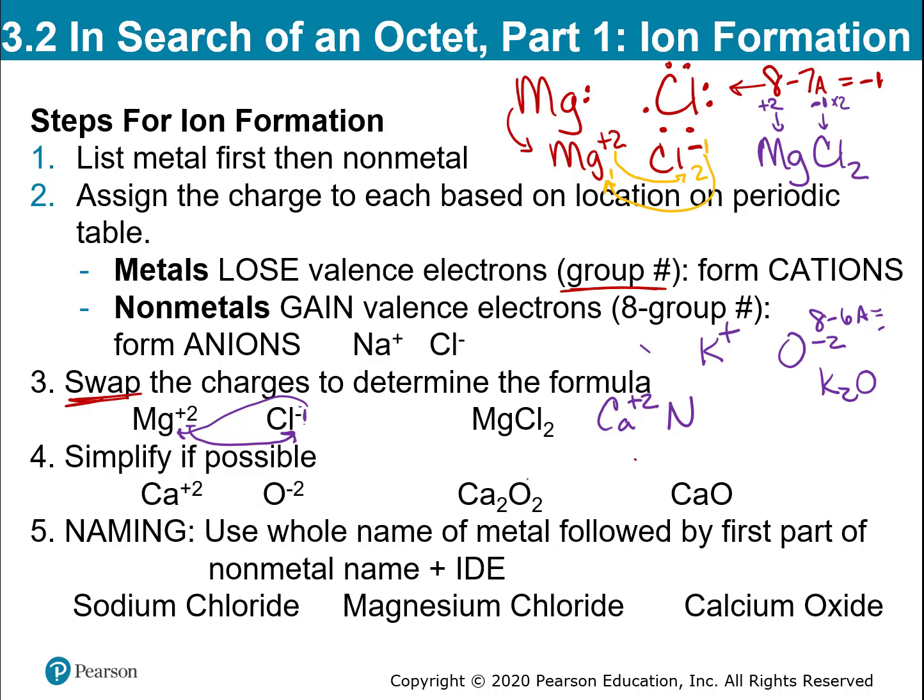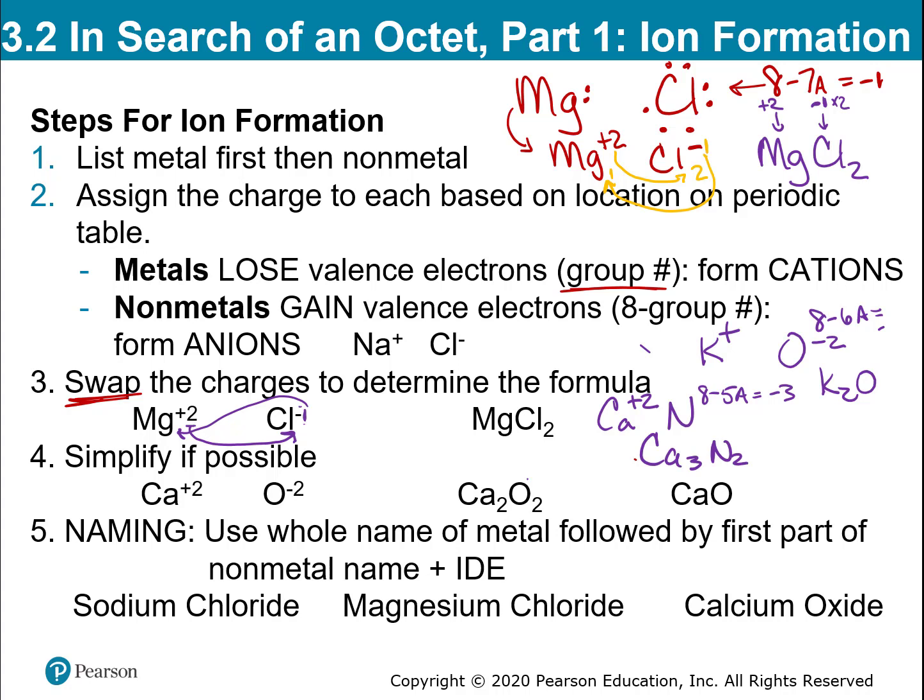And it's always a negative number. The metal's always a positive number. The nonmetal's always a negative number. So this is going to be 8 minus its group, which is 5A. So that tells me that this nitrogen is a -3. So that's how you assign the charge for the nonmetal. Now swap. What's the formula? Does anybody not see how you get that? You do it exactly the same every time, okay?